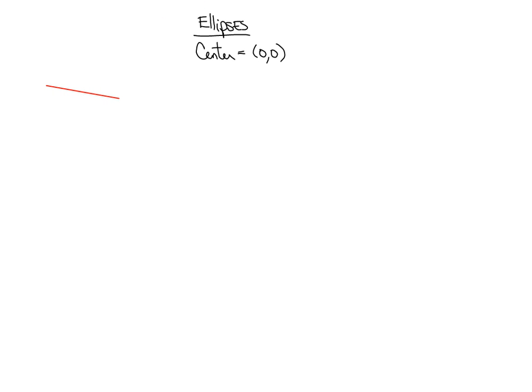One version is when it's stretched in this direction. One version is when it's stretched in this direction. When it's stretched in the x direction, right, it's being stretched left and right horizontally, the equation is x squared over a squared plus y squared over b squared equals 1. Okay?